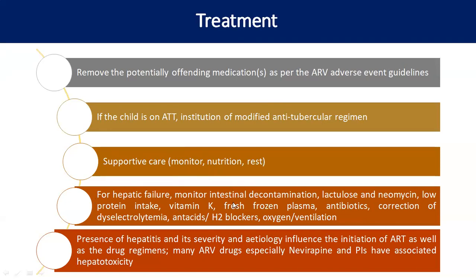For hepatic failure, monitor, and give intestinal decontamination, lactulose and neomycin, low protein intake, vitamin K, FFP, antibiotics, correction of dyselectrolytemia, antacids or H2 blocker, oxygen and or ventilation if needed. Presence of hepatitis and its severity and etiology influence the initiation of ART as well as the drug regimens. Many ARVs, especially nevirapine and protease inhibitors, have associated hepatotoxicity. And any patient with these complications needs to be admitted.